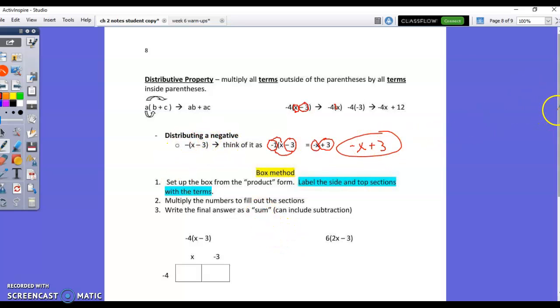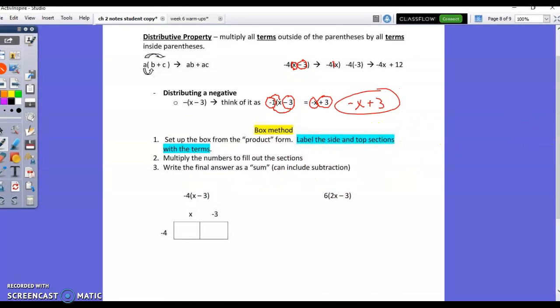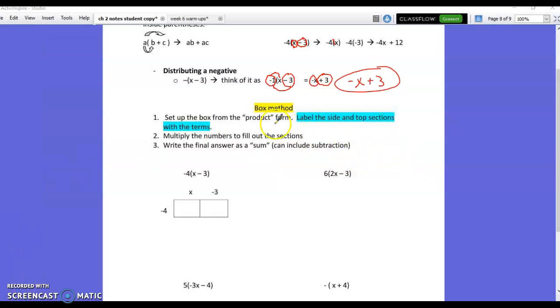Now, one method that I've been working with students, and I think it is a little more helpful and less confusing, is what we call the box method. This method will come into play at other times too, not just with multiplying one number by the terms inside the parentheses, but when we have two binomials being multiplied together, and we do this thing called FOIL, which is an old method, but we can use the box method for that as well. So I'm going to show you how to do this box method.